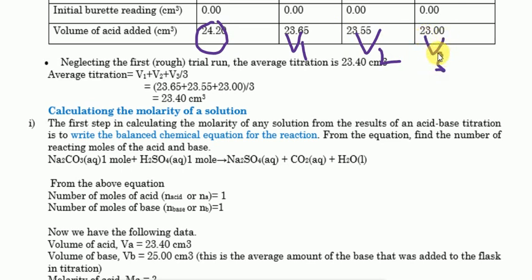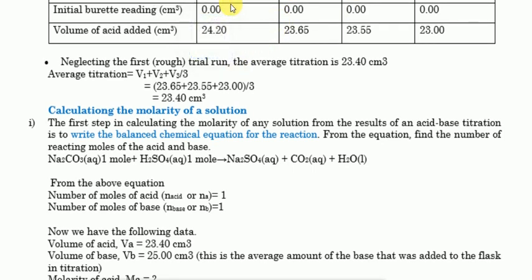So after knowing the volume 1, volume 2 and volume 3, we are using volume 1, volume 2 and volume 3 to calculate the average volume of acid used.